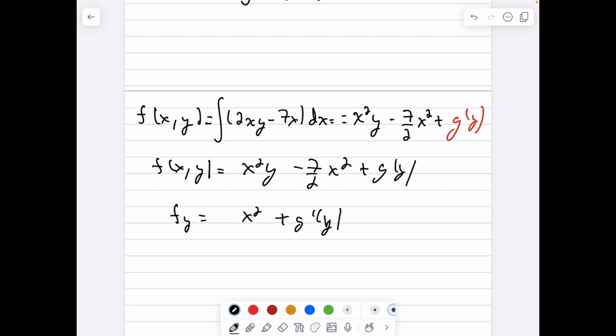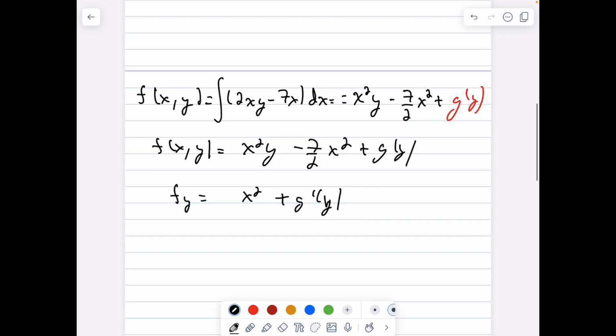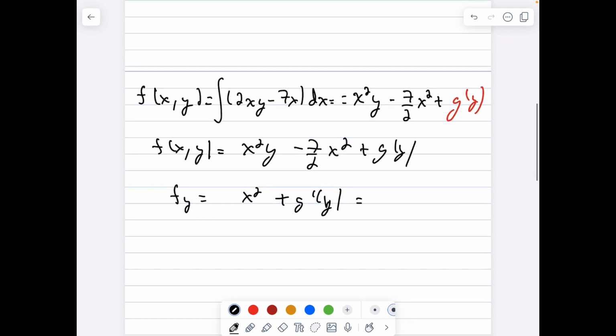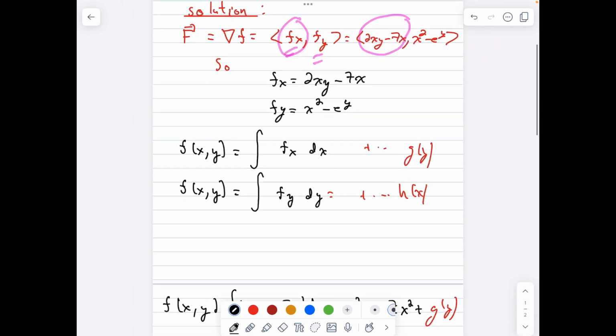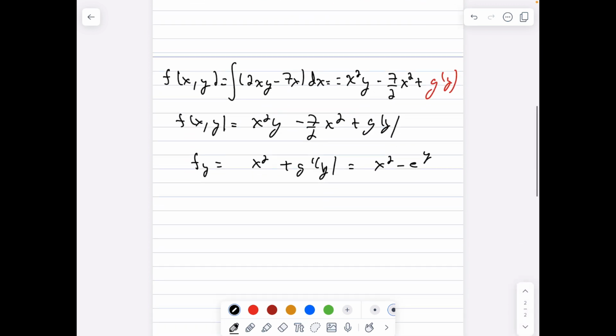Well, that right there has to equal x squared minus e to the y. Once again, that has to equal x squared minus e to the y because of what we were saying earlier. The fy, which was the second component of the gradient, has to equal the second component of the vector field that we're claiming it's equal to. So fy has got to equal x squared minus e to the y.